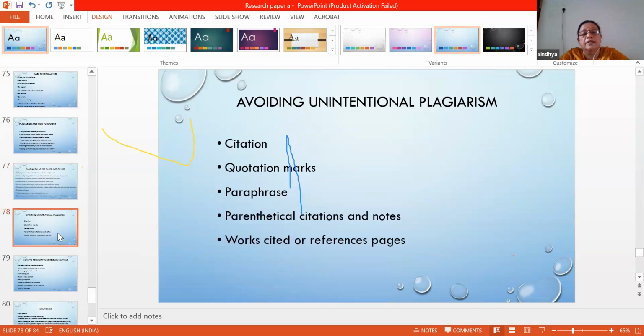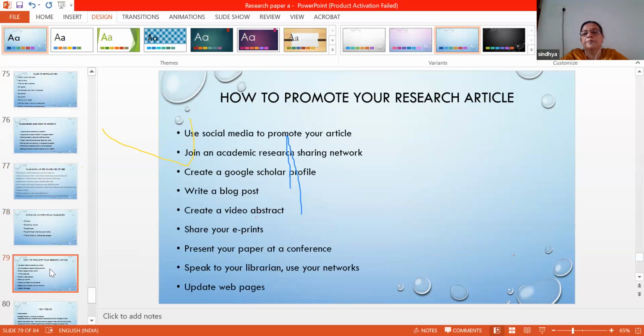Then avoiding unintentional plagiarism. Knowingly or unknowingly, plagiarism occurs in our research papers. So we can avoid unintentional plagiarism. That is, we have to cite, we have to use quotation marks, we can paraphrase, we can use parenthetical citations and notes, and works cited or reference pages in our citation part. So all these can avoid plagiarism.